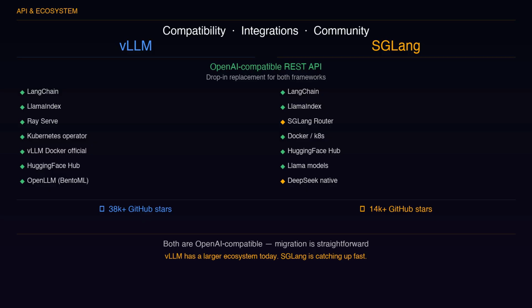SGLang is newer, around 14,000 stars at time of recording, but growing fast. DeepSeek models are particularly well supported. Migration from VLLM to SGLang is straightforward at the API level. Client code changes are minimal. If existing ecosystem integrations drive your decision, VLLM is the safer bet. If you're building a new deployment and your workload fits SGLang's strengths, the ecosystem gap is manageable.